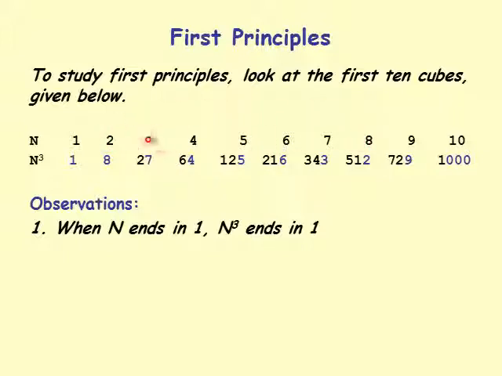Okay. When n ends in a 3, its cube ends in a 7. When n ends in a 7, its cube ends in a 3. 7 plus 3 is 10, and 3 plus 7 is 10.